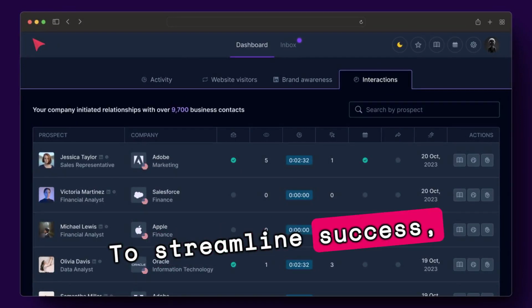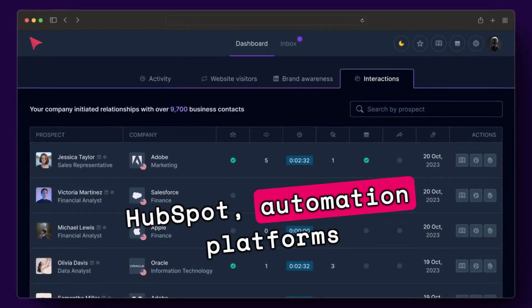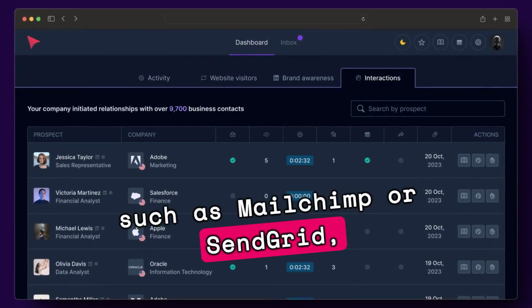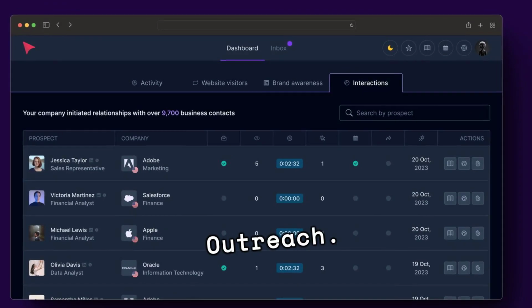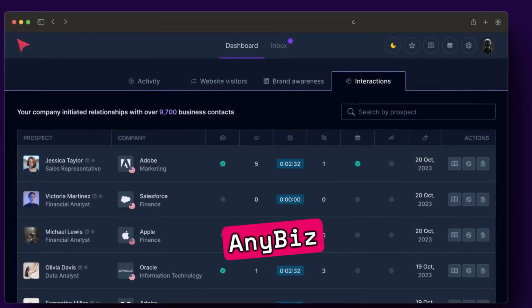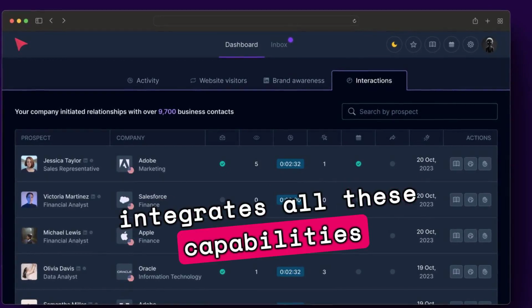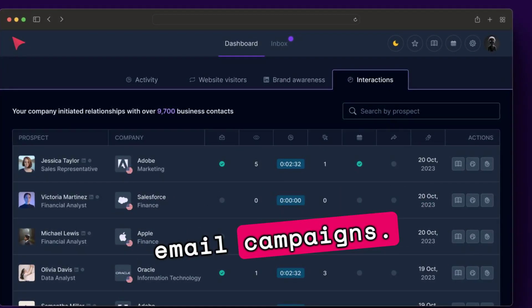To streamline success, leverage CRM systems like Salesforce or HubSpot, automation platforms such as MailChimp or SendGrid, and personalization tools like Lemlist or Outreach. Services like Hunter or Neverbounce help maintain clean email lists. AnyBiz integrates all these capabilities into one AI-driven platform, simplifying outbound email campaigns.